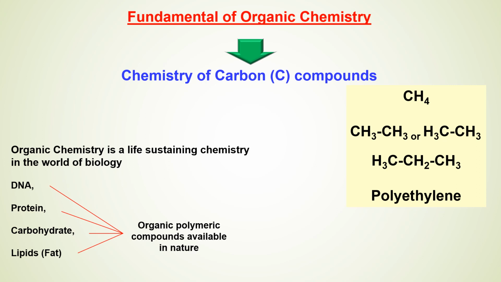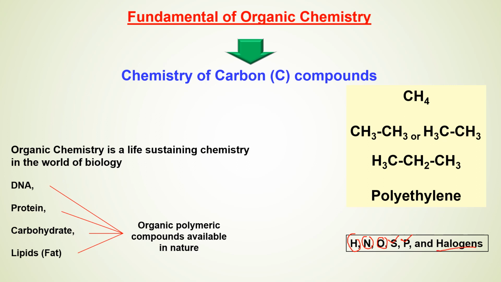Organic chemistry is a life-sustaining chemistry in the world of biology. If you see the biomolecules like DNA, protein, carbohydrate, lipids, or fats, all these molecules are organic polymeric compounds. If you see the structure of DNA, there is all this carbon. The backbone is basically made up of carbons, and there are other heteroatoms. If we consider the atoms except carbon that are mainly abundant in organic compounds, they are hydrogen, the most abundant atom after carbon in organic molecules, nitrogen, oxygen, sulfur, phosphorus, and halogens.